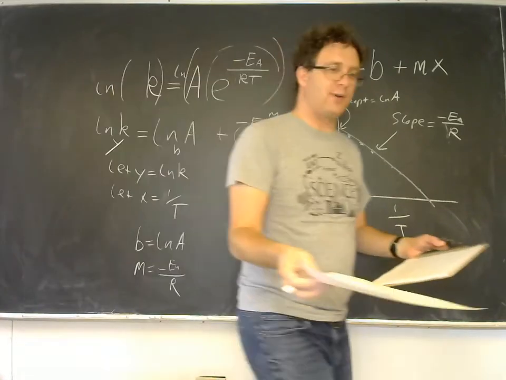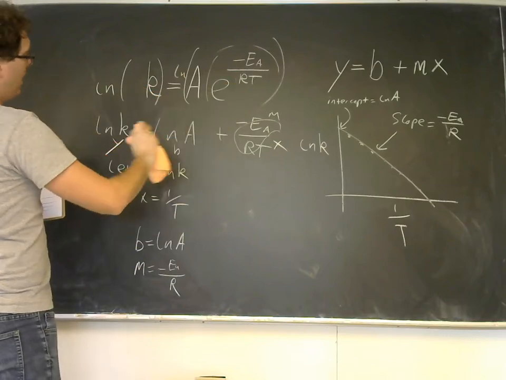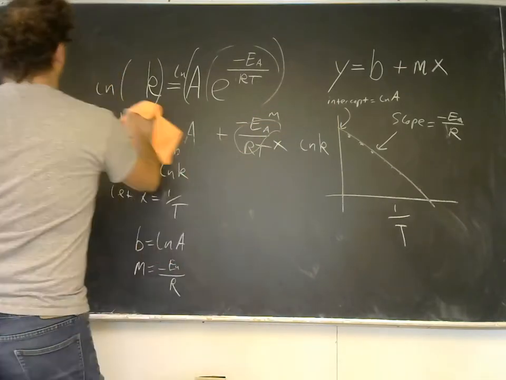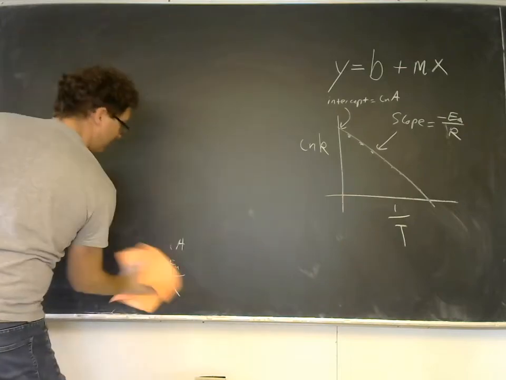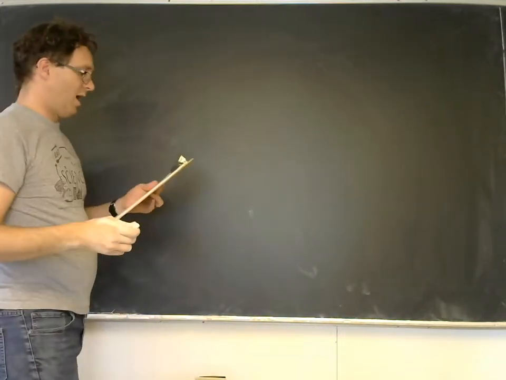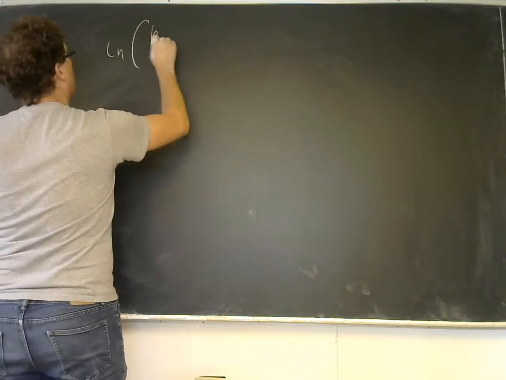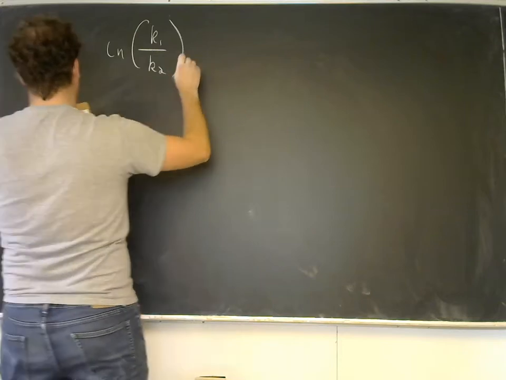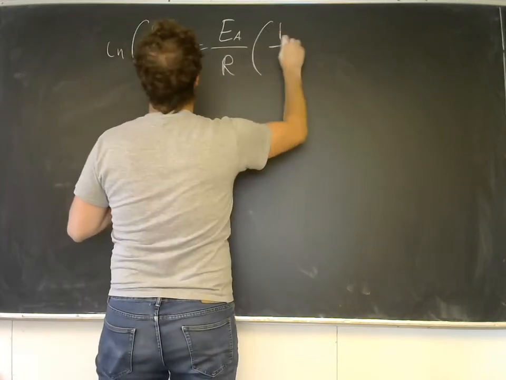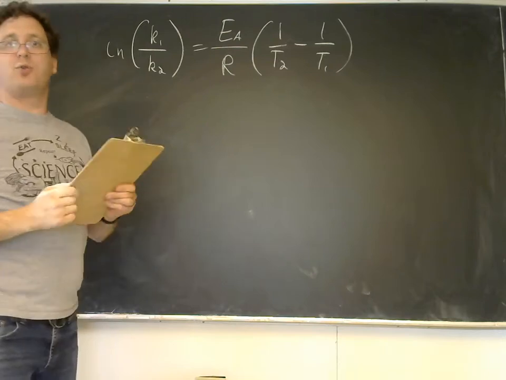So we can rearrange the Arrhenius equation. This form of it is nice if you have lots of data points and you can use Excel to get a best fit slope. But there's one more form in case you don't have a spreadsheet program handy. And this is just the 2-point form of the equation. The natural log of K1 over K2 is equal to energy of activation over R times 1 over T2 minus 1 over T1. So this is the 2-point form of that equation.